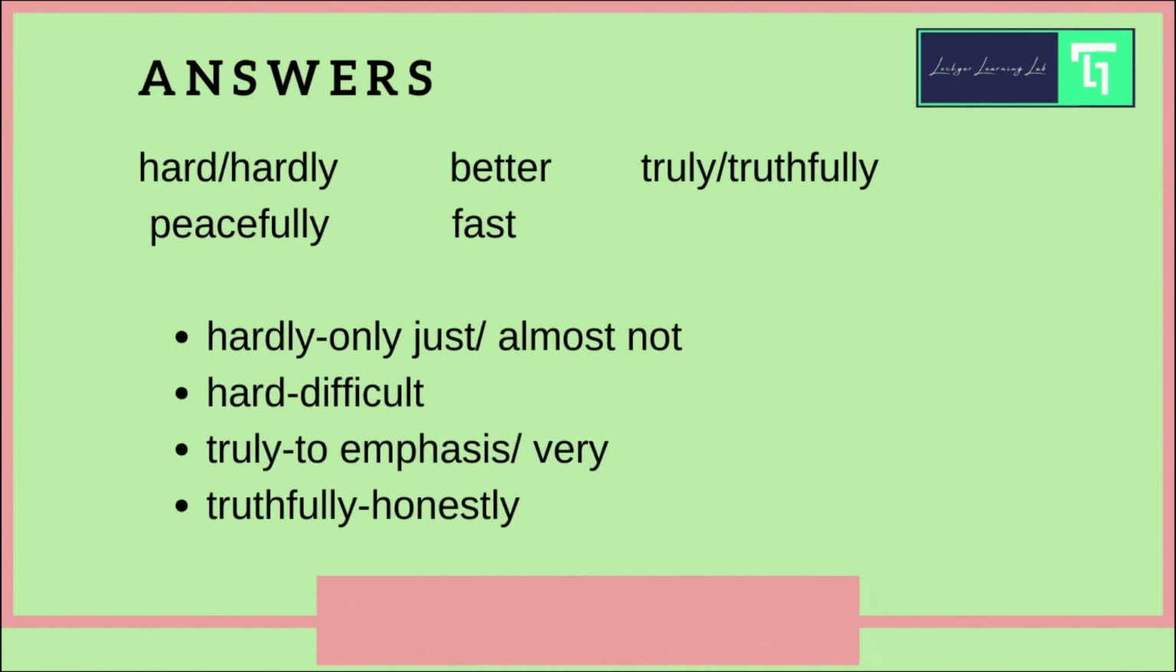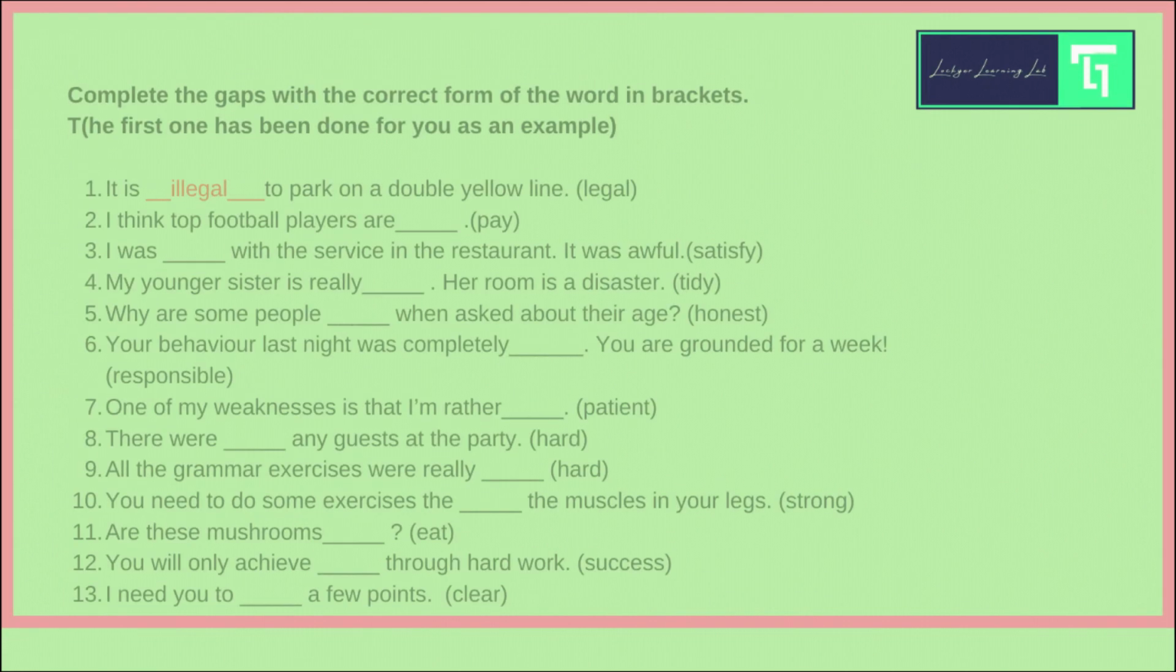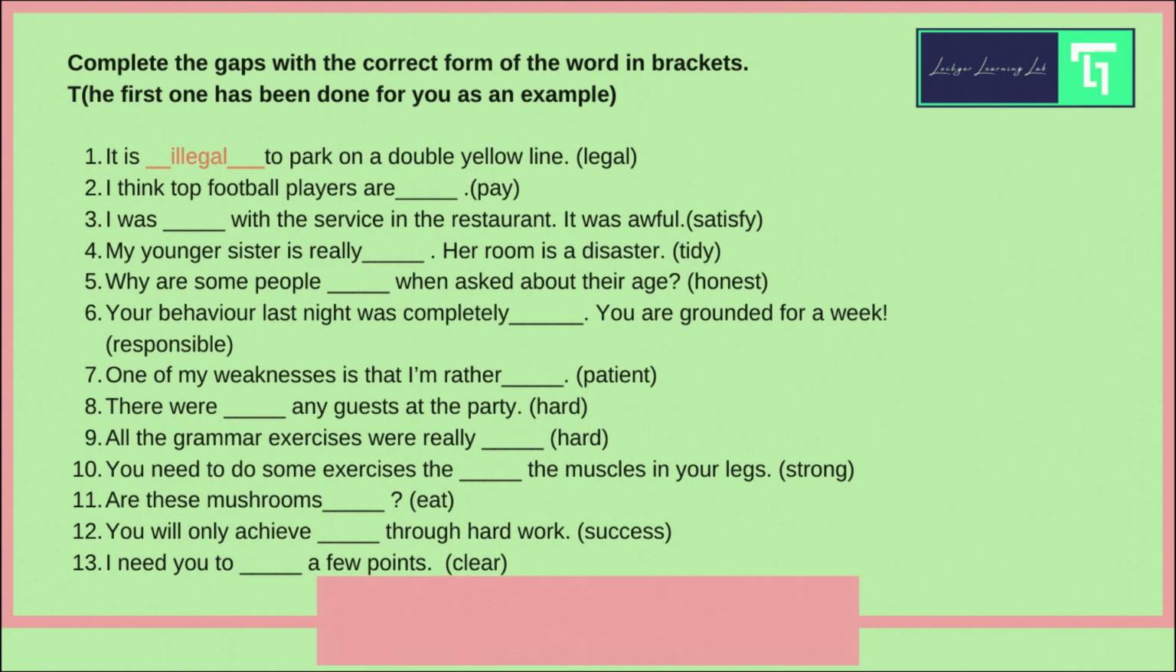When you've done all those exercises, you're going to do the final one, which is you've got some sentences and you've got to put the right form of the word in the sentences. So you've got an example here. It is to park on a double yellow line. Okay, so in the street you can't park your car on a double yellow line. If you do, the police will give you a fine.